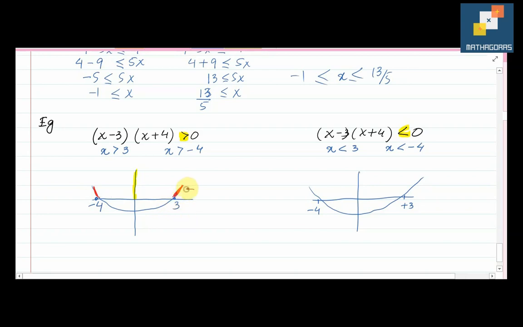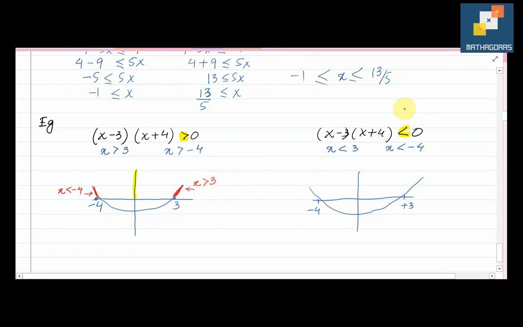In this case you are talking about, x should be greater than 3, and for this case you will say x should be less than negative 4, right? So these are the cases when you use your values in this way. I'm talking about the sign of inequality.